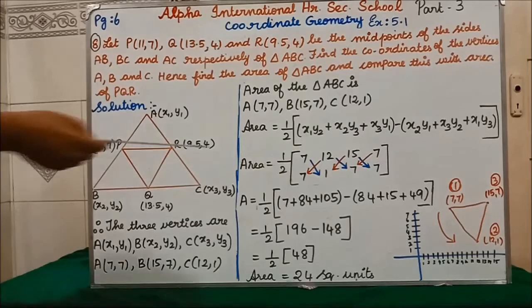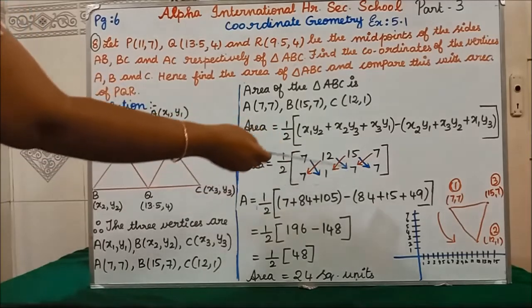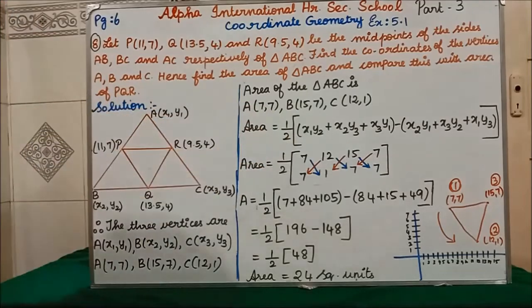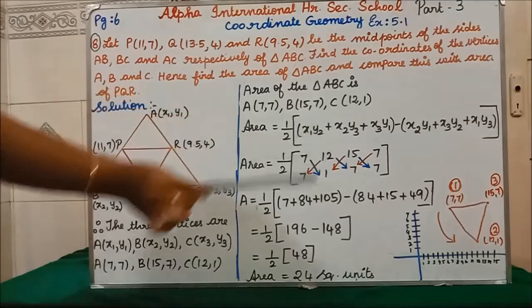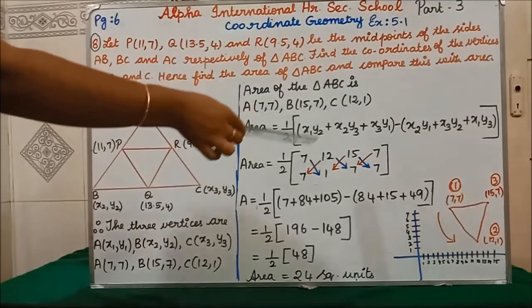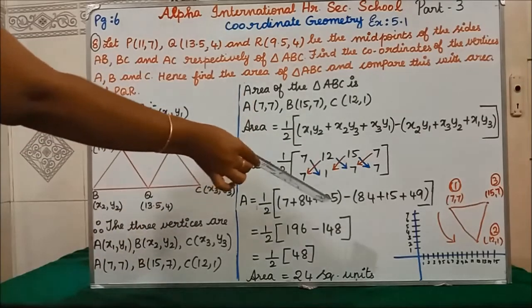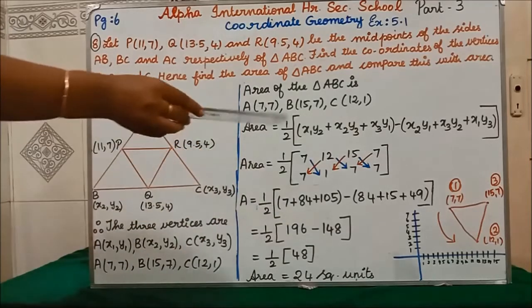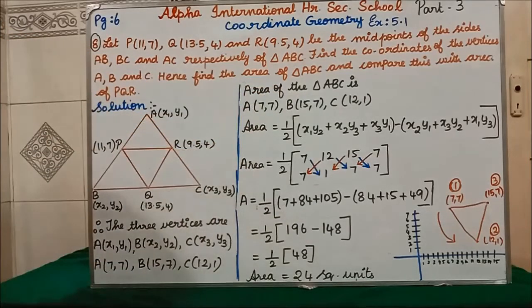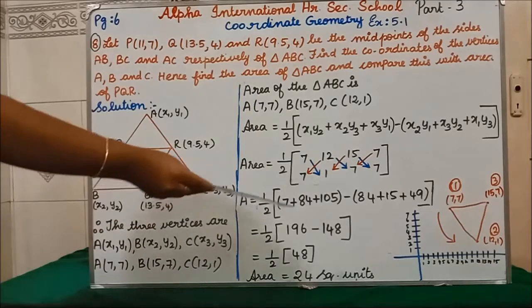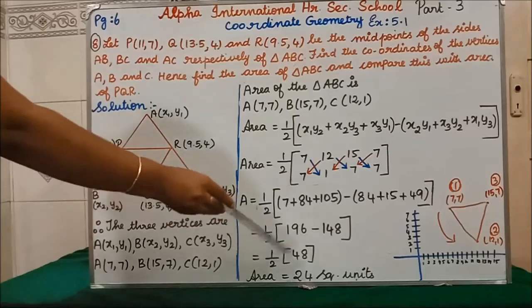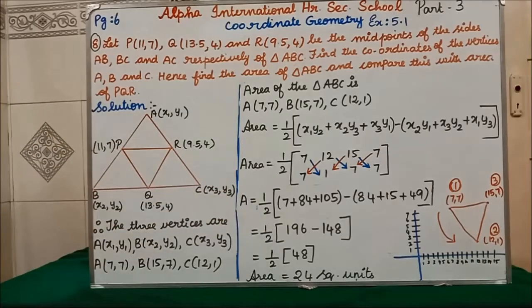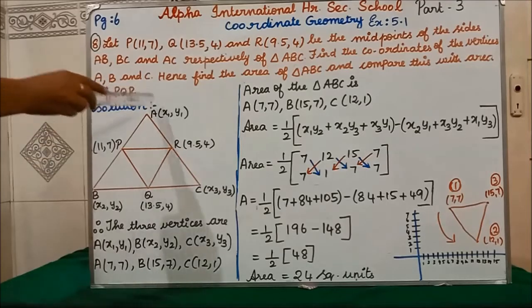See here, 7 into 1 is 7, 12 into 7 is 84, 15 into 7 is 105. Minus the opposite side: 12 into 7 is 84, 15 into 1 is 15, 7 sevens are 49. If you add this fully, we are getting 196. That adding means we are getting 148. So if you subtract 196 minus 148, we are getting 48. So 2 and 48 if we cancel, we have got the area equal to 24 square units. Clear?